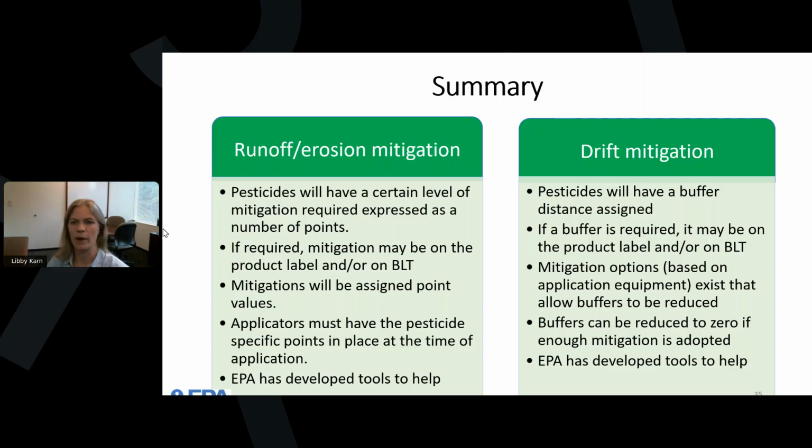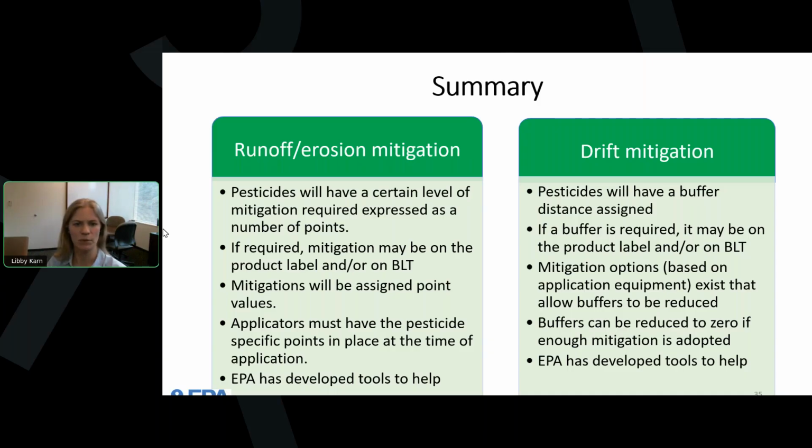Runoff and erosion mitigation requirements are expressed as a number of points that have to be achieved with mitigation measures in order to use a pesticide. While drift mitigation requirements are expressed as a spray drift buffer distance, which can be modified with drift mitigation measures. For runoff, erosion, and spray drift, requirements will be listed on pesticide product labels and/or on the BLT website.